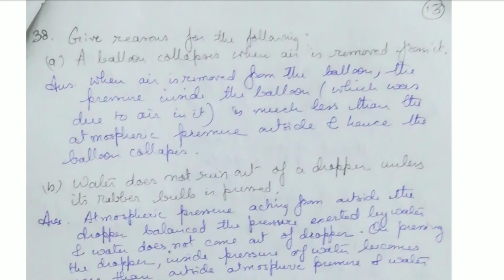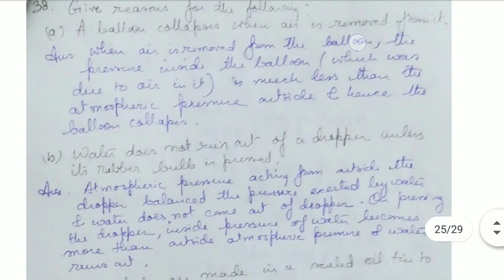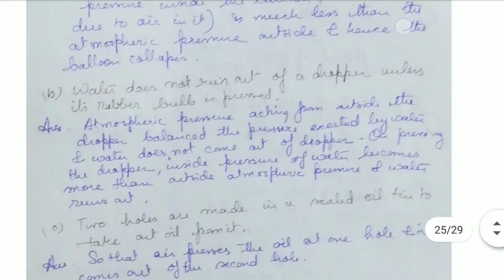See, when air is removed from a balloon, the pressure inside the balloon, which is due to the air in it, becomes less than the atmospheric pressure outside. So therefore, the balloon collapses. The atmospheric pressure outside is more, so that exerts more pressure on the balloon, because there is almost no pressure inside the balloon. Therefore, it collapses.